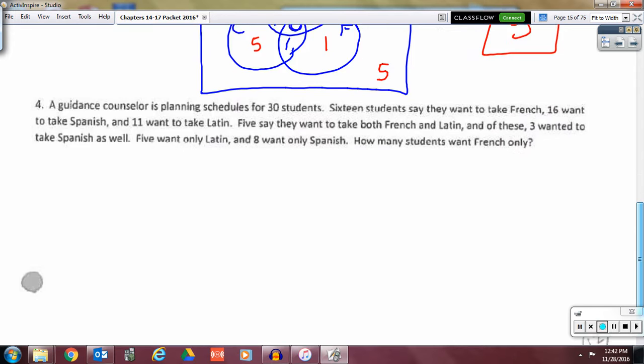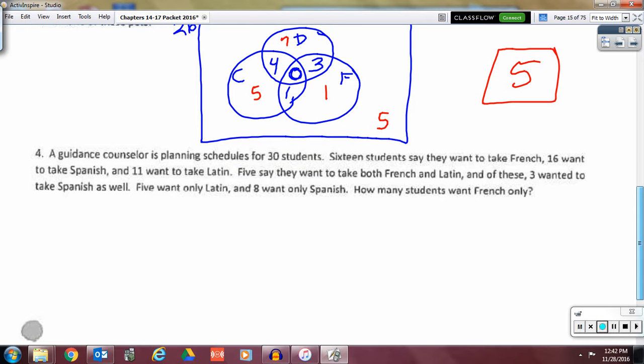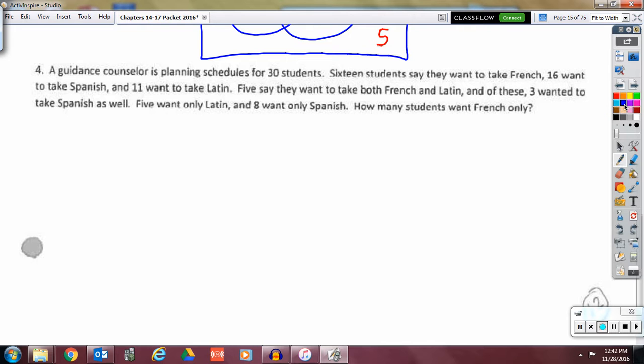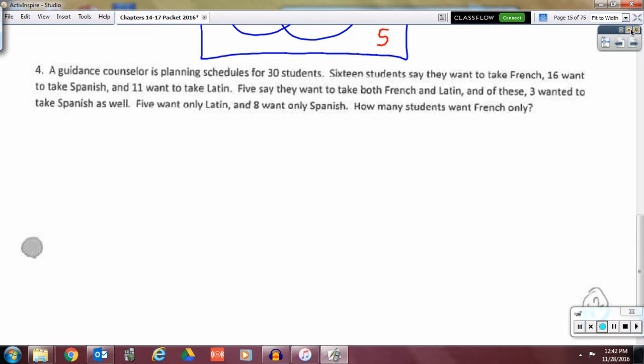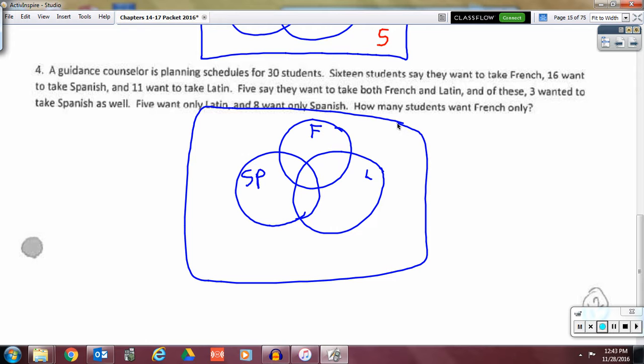All right, I want you to take a moment, see if you can do number 4 all by yourself, but I'm going to get your circles set up for you so that your circles are the same as mine. It's easier to check, do a quick check on that. So when you start, we're doing our students, and we've got French, Spanish, and Latin. So if you set your circles up like that, then when you do your quick check looking at mine, it'll be easier for you if they're in the same place as mine. So let me give you a moment to do that.